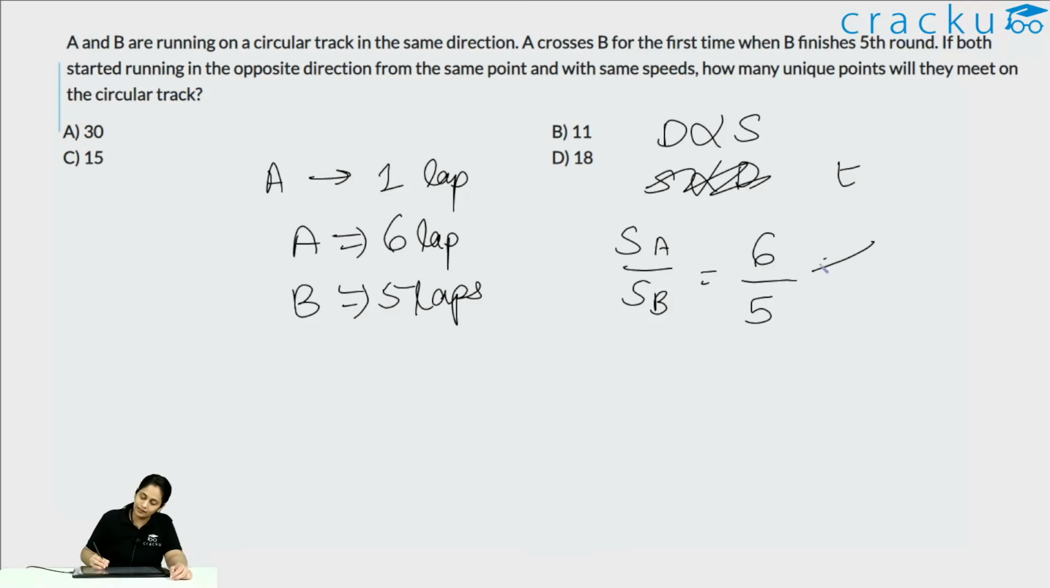This is already in the lowest form. 6 and 5 are co-prime to each other, so I don't need to actually reduce the fraction any further. Now using this, how do I find out the number of unique points that they will meet at?